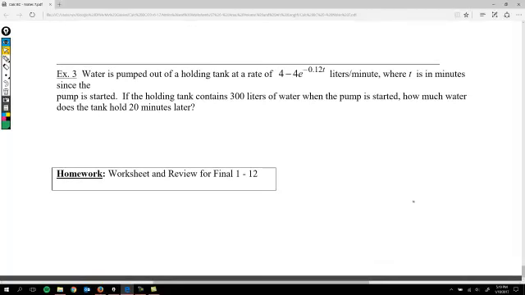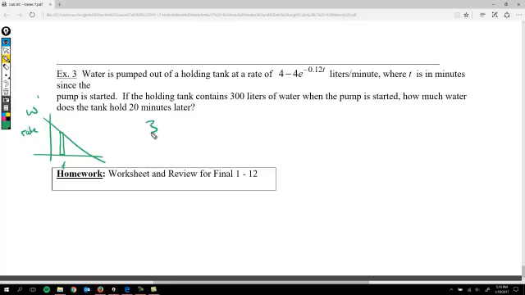Last one, we have water coming out of a tank. I started with 300 liters. How much water is there 20 minutes later? Again, if I think about what my graph looks like, any given cross-section here tells me how much water is being pumped out at that exact moment in time. This is time and this is my rate. Any given cross-section tells me exactly how much water is being pumped out. That's area, which is what we talked about with Riemann sums.